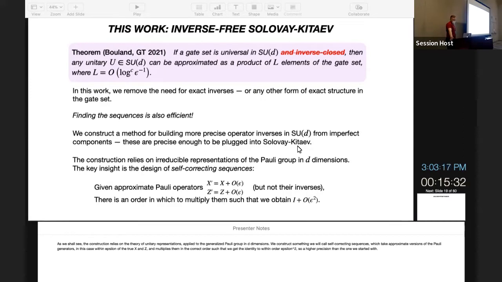The construction relies on the representation theory of the Pauli group in prime dimensions. The key construction is what we'll call a Solovay-Kitaev sequence. It is a way to multiply together approximate generators X and Z such that we regain the identity to quadratic precision, a better precision than we started with.